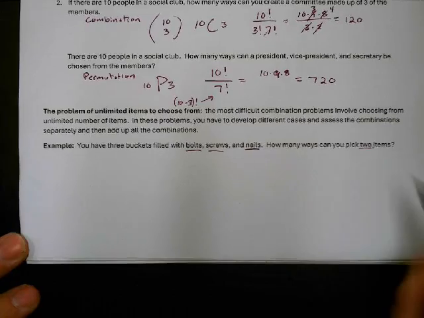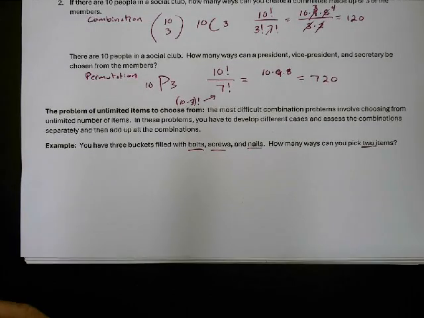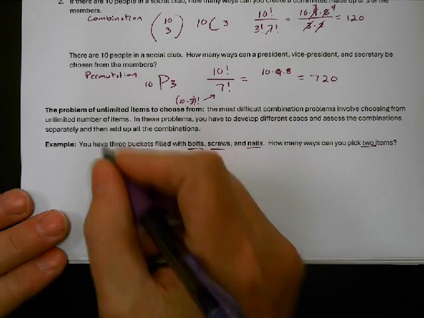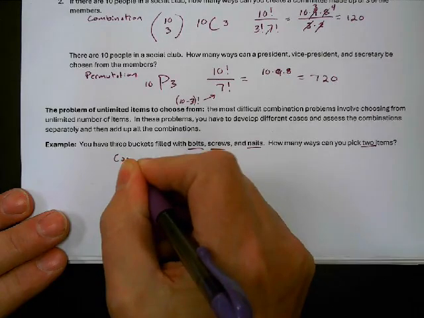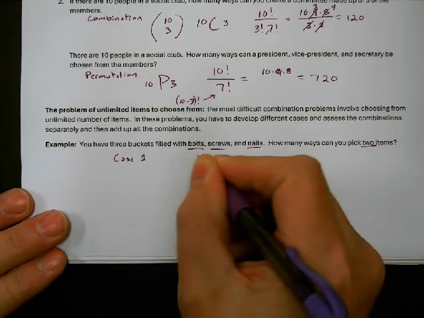Well, here's my problem. This looks like it would be a 3 pick 2, but it's not. Because when we have a 3 pick 2, there are only 3 items total. But this one has multiples of each that I could choose. So a lot of times on these problems, I like to come up with the different cases, the different things that could happen. So I'm going to come up with 3 cases for this one. Case 1, case 2, and case 3.